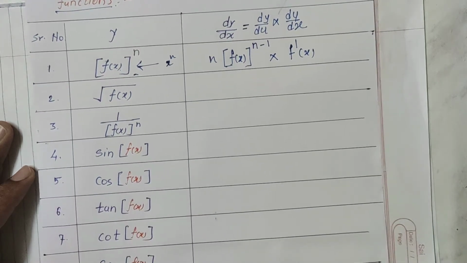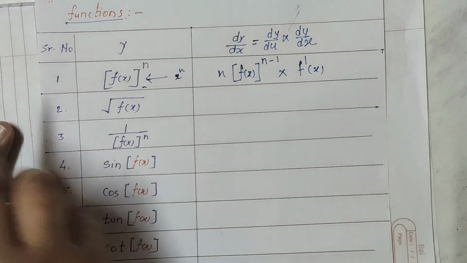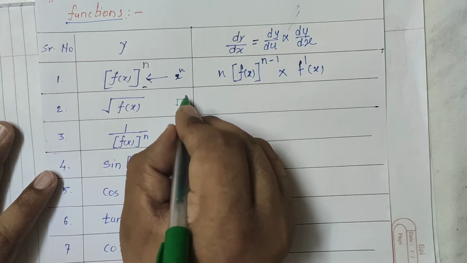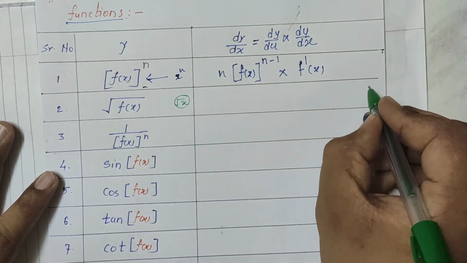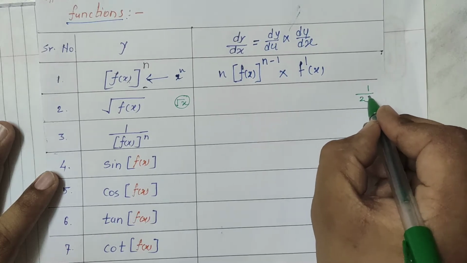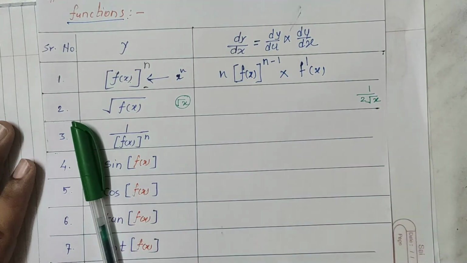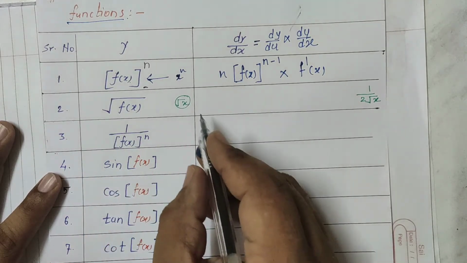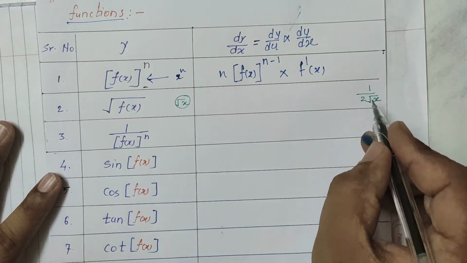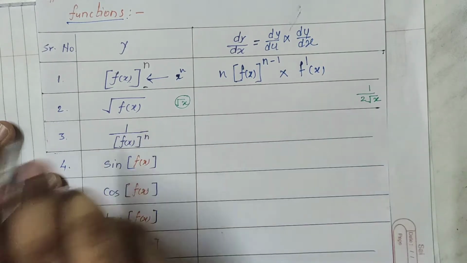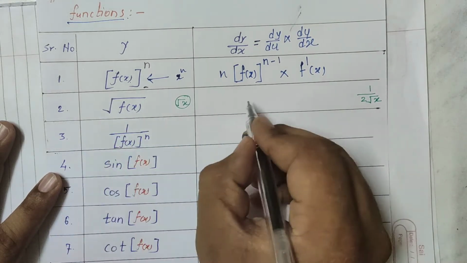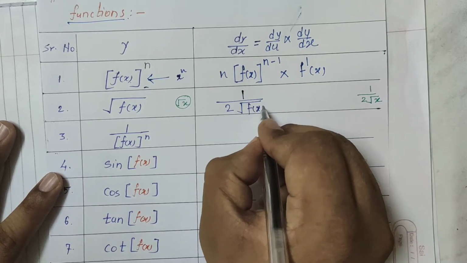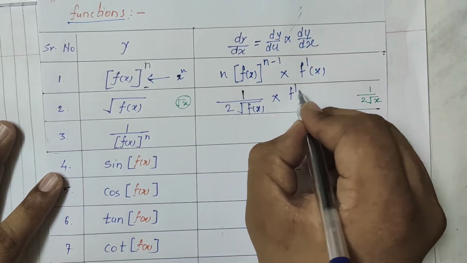Then the second function looks like the root x form. What is the derivative of root x? It is 1 upon 2 root x. But here it is not x, it is root f of x. So we use only the root x derivative, but x is replaced by f of x. The derivative of root f of x is 1 upon 2 root f of x, multiplied by f dash of x.